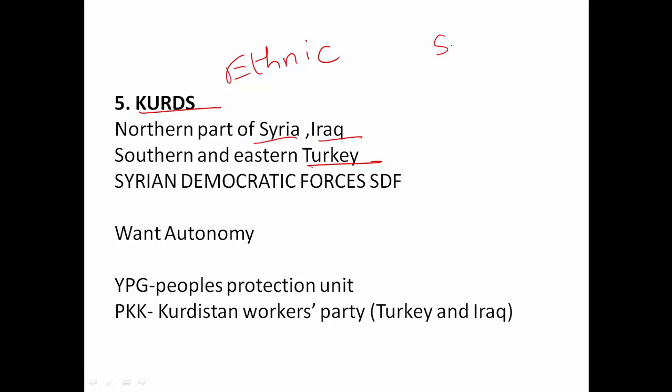So, if you remember the Sykes-Picot Agreement, I explained this in the Israel-Palestine video. The Sykes-Picot Agreement divided their areas into three different countries. So now they want autonomy and they want their own country.